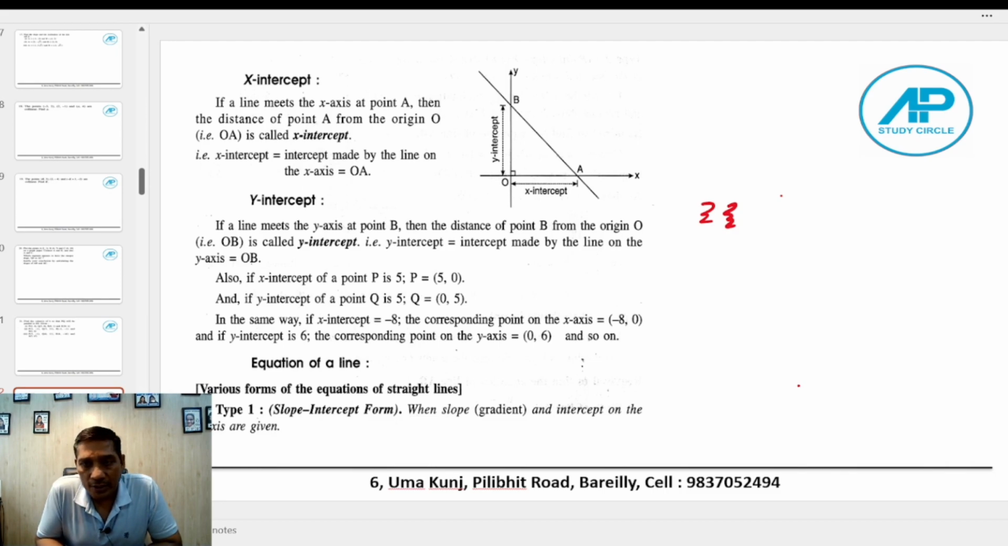We are in the unit coordinate geometry of ICSE syllabus. We are targeting the board exams of 24. So all those who are preparing for the board exams of 24, they must see these videos very carefully.